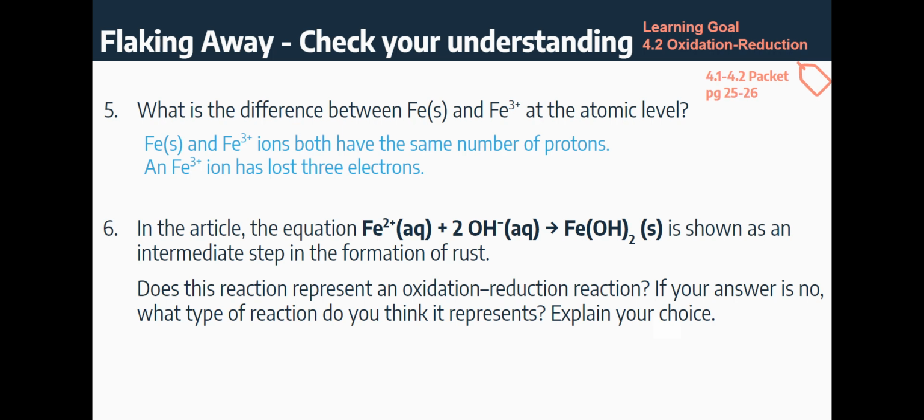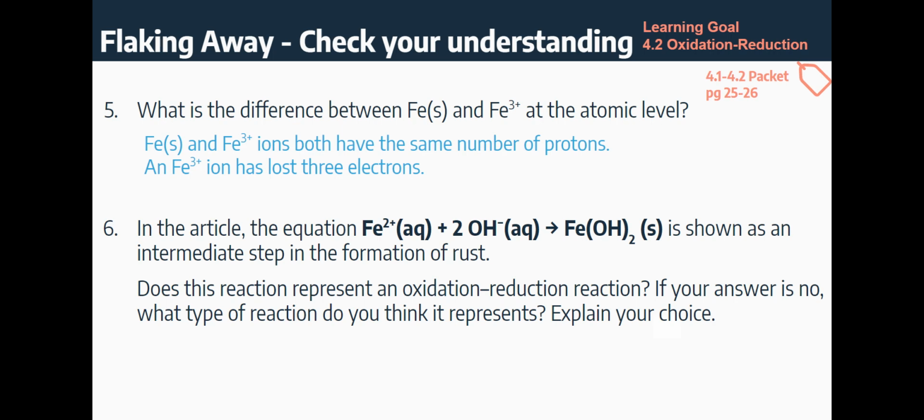Question 6, in the article, the equation Fe2+ plus 2OH minus yields Fe(OH)2 solid is shown as an intermediate step in the formation of rust. Does this represent oxidation reduction? And if not, what type of reaction does it represent? So again, to identify if we're looking at oxidation reduction, you have to assign oxidation numbers. Figure out what are the charges or the oxidation numbers for each of those elements, and do they change going from reactant to product side of this equation.